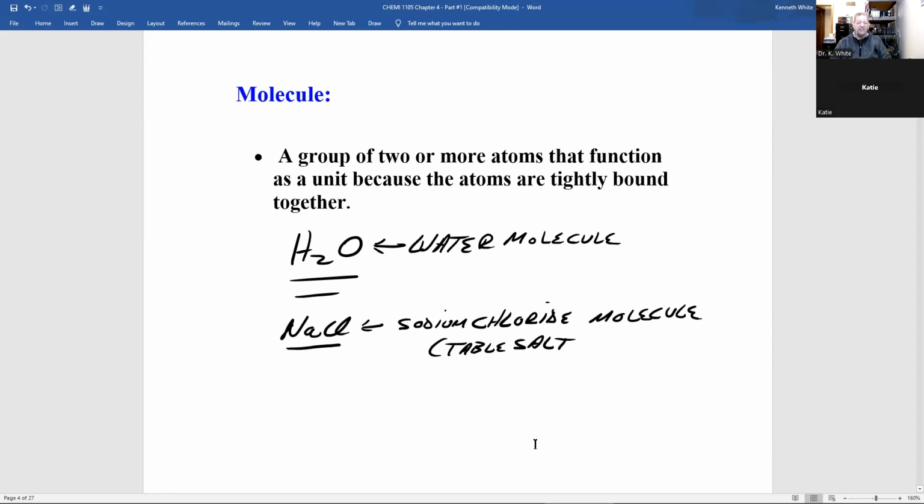Now notice that's NaCl. And I have to admit that if you go out with a group of chemists to breakfast, lunch, or dinner, and I've done this more than once, twice, or 3 times, one of us will say, will you please pass the NaCl? NaCl, NaCl. We don't say the salt or sodium chloride. So a molecule is a group of atoms that function as a unit because they're tightly bound together.